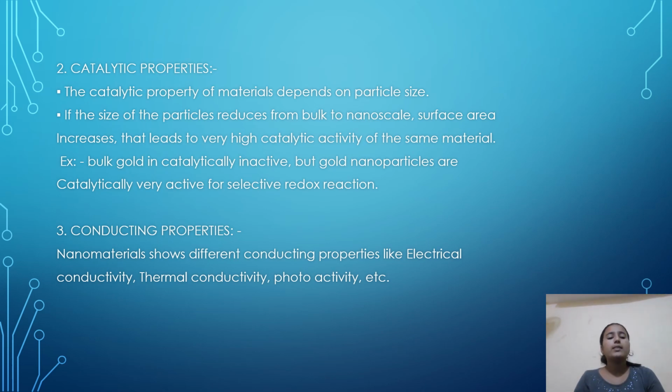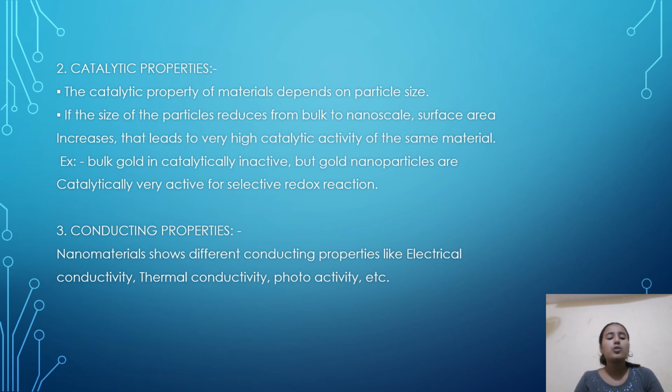Catalytic properties. The catalytic property of a material depends on particle size. If the size of the particles reduces from bulk to nanoscale, surface area increases. This leads to very high catalytic activity of the same material. Example, bulk gold is catalytically inactive, but gold nanoparticles are catalytically very active for sensitive redox reactions.